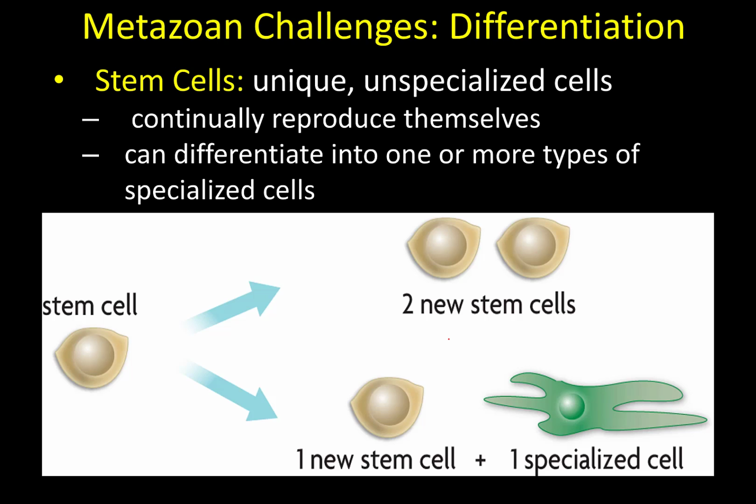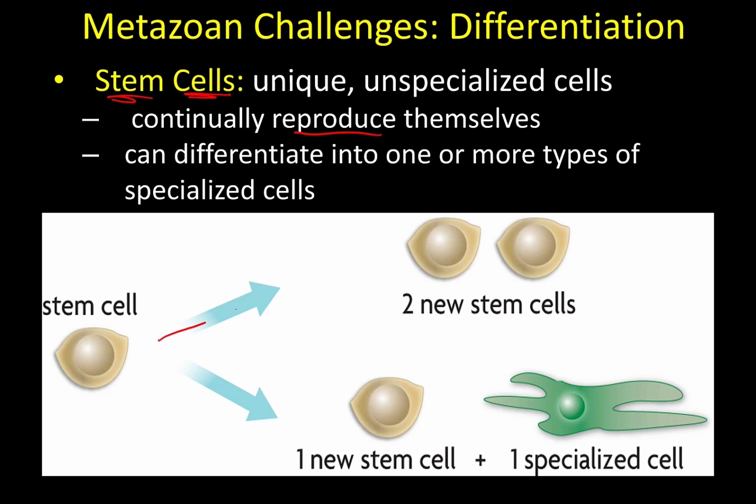These early unspecialized cells that haven't undergone differentiation, that don't have a specific fate yet, are referred to as stem cells. Now, you keep stem cells throughout your entire life. They just lose their flexibility the older you get. But stem cells continually reproduce themselves.